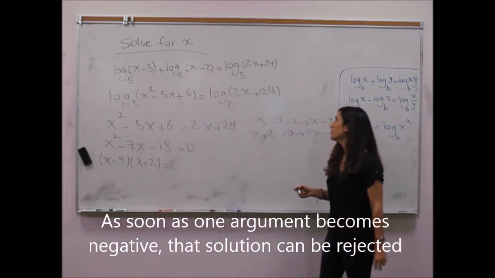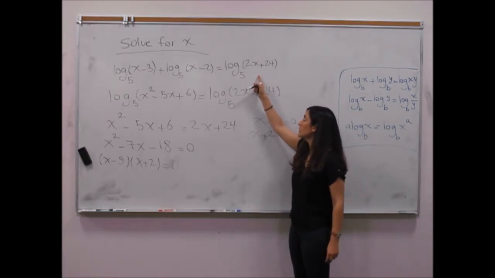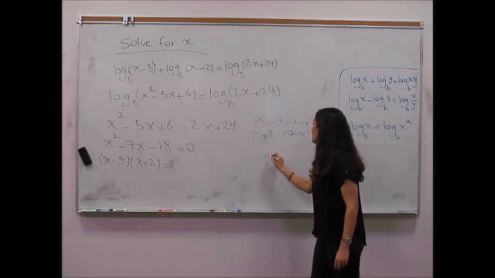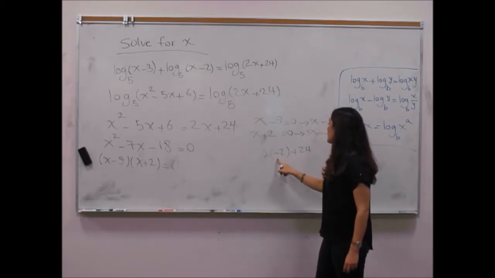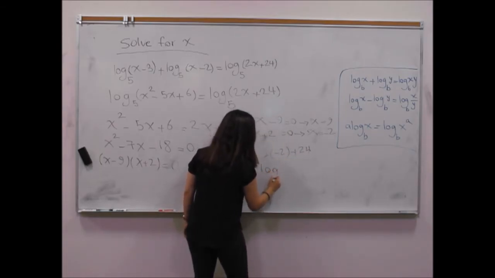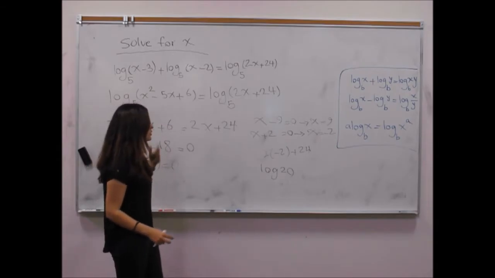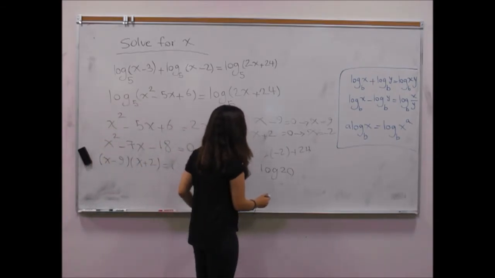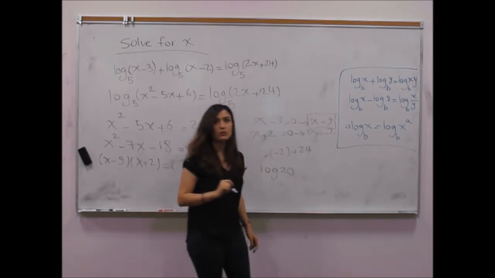a negative number. And then negative 2 works for this one because I get 2 times negative 2 plus 24. It's going to be negative 4 plus 24. It's going to be log of 20, but it doesn't work for this one or this one, so that's an extraneous solution, and the only answer for our problem is x equal 9.